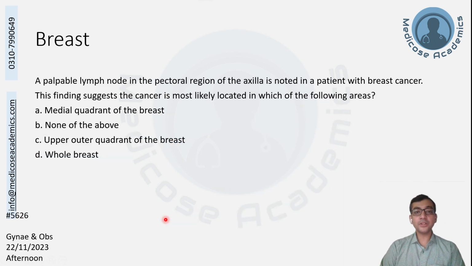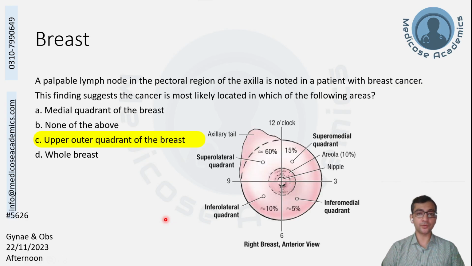A palpable lymph node in the pectoral region of the axilla is noted in a patient with breast cancer. The findings suggest the breast cancer is most likely located in one of the following areas. So lymphatic drainage is asked in the reverse direction. Rather than saying the upper lateral quadrant drains into a node, you have been asked which area the pectoral node has drained. So the answer will be the upper outer quadrant of the breast.